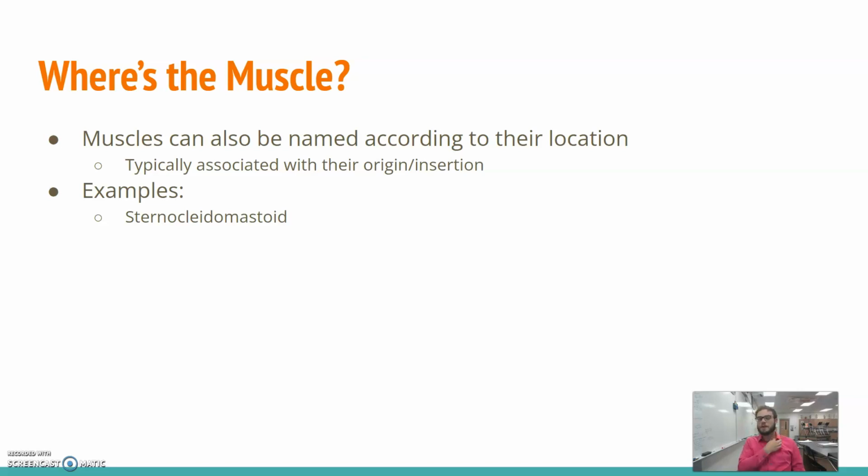It is named based on its three attachment points, so based on its location, and you can figure out some things about that muscle just based on its name. Another muscle named for its location is the frontalis. Remember, the frontal region is going to be right here, your forehead. That frontalis muscle is going to sit right here, and it's actually going to be the muscle that's used to raise your eyebrows.